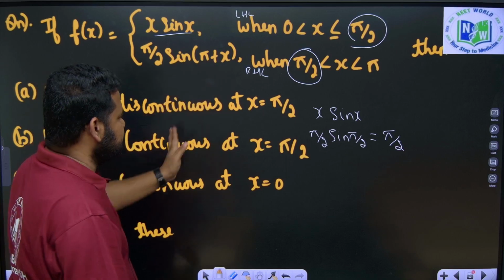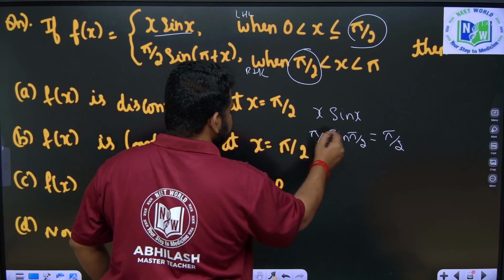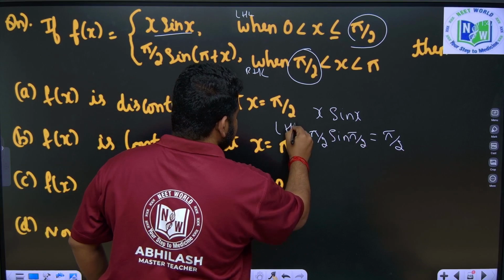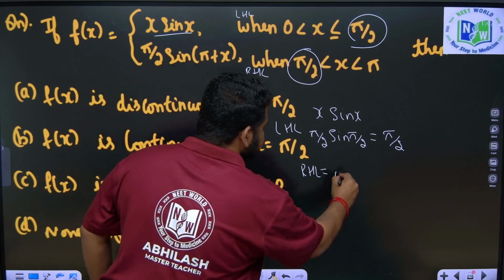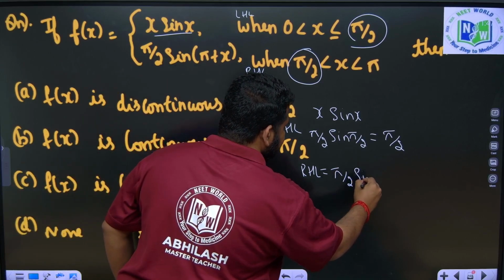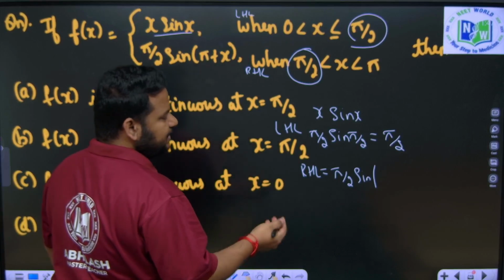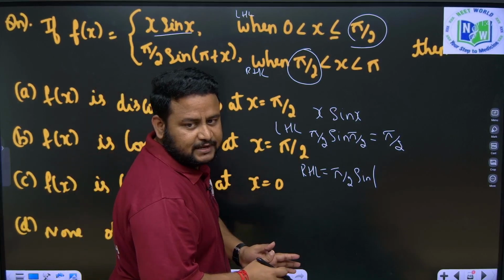Sin of pi plus x. This is RHL. This is LHL. And this is RHL. Let me write it as pi by 2 into sin of pi plus pi by 2. Sin of 180 plus theta is coming in the third quadrant, so it will be negative.